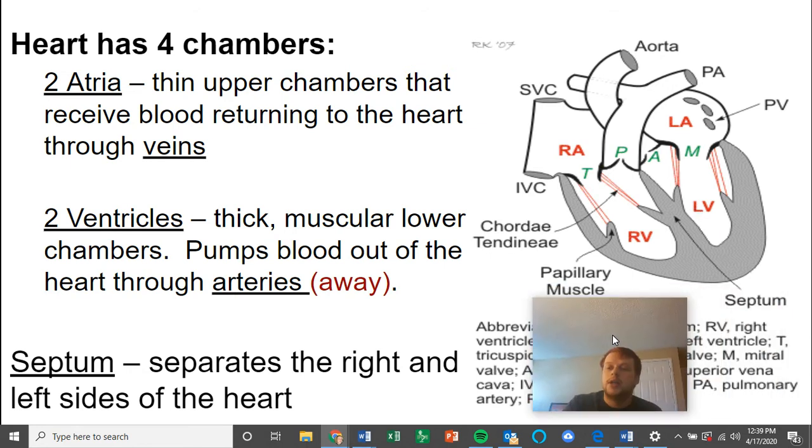This part here in the center that separates the right and left sides of the heart is referred to as the septum. So the way that I remember that, if you remember, like a lot of girls at school have a septum piercing, it's right here through the middle of the nose that separates the 2 nostrils. The same here is true, where the septum separates the two sides of the heart.